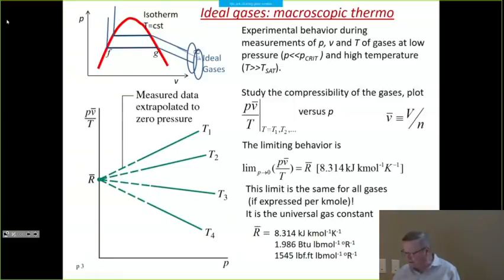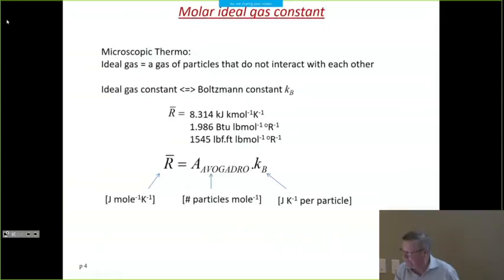So you can express that in kilojoules per kilomole per Kelvin, in BTU per pound mole per Rankine, or in pound foot per pound mole per Rankine. It's all expressions of energy per mole per Kelvin. That is the universal gas constant.